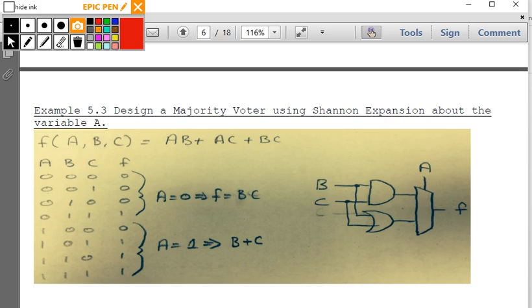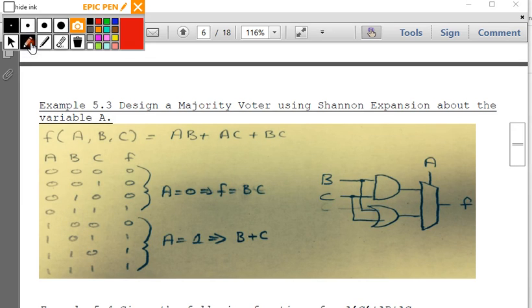So here you have a bunch of zeros until B or C is 1, and then you have a 1 on the output. And then once you have 2 or more, it's the majority of inputs. So then the next step is we're going to do Shannon expansion about A, which means we cut this guy in half.